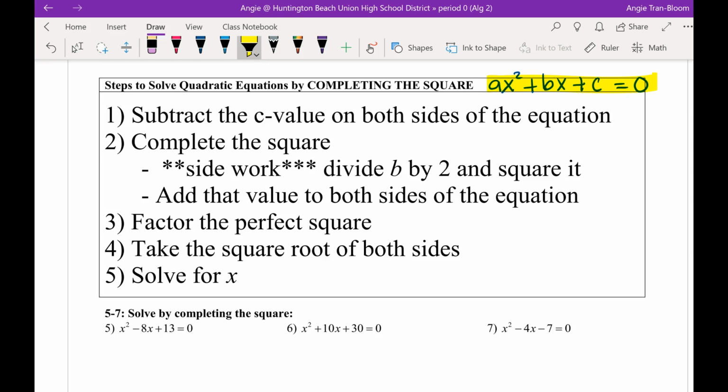Can you read, Caitlin S., the first dash line? Side work: divide b by 2 and square. Perfect. So we're going to take the b value, we're going to divide by 2, then we are going to square it, and that's on the scratch work, okay?